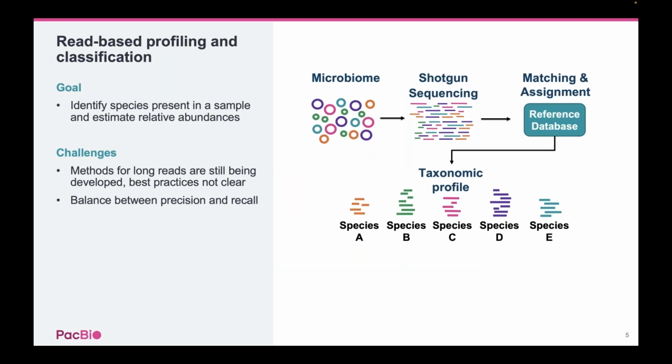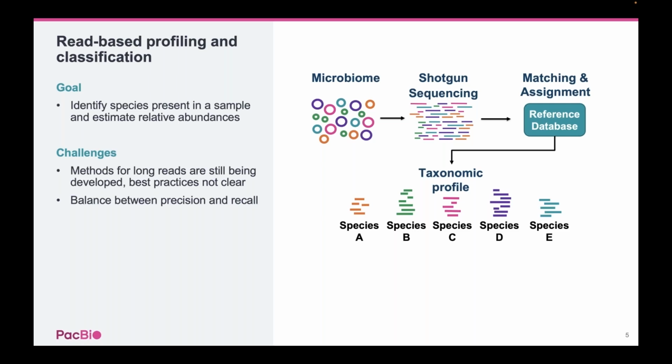So let's now move into our first main topic, and this is read-based profiling and classification. Here the goal is to identify the species present in a sample and estimate their relative abundances. Now in the figure on the right, let's assume we have a microbiome. We've done bulk DNA extraction. We've then done shotgun sequencing. Let's assume these are HiFi reads.